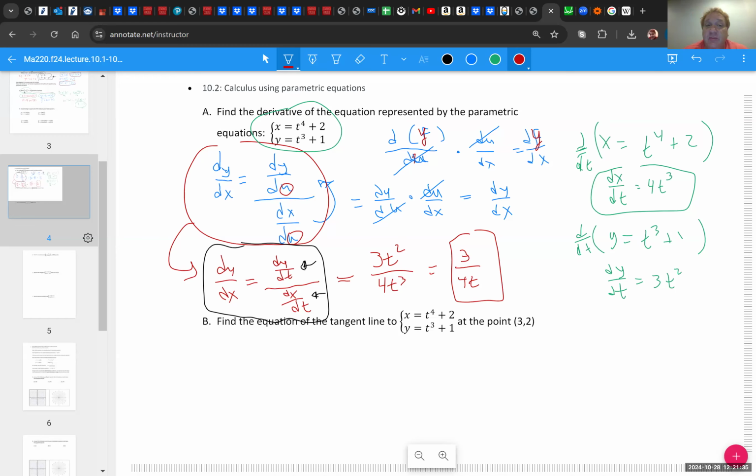And this also works for non-functions, by the way. So you can find the derivative of anything using this technique, right? By differentiating the x and the y separately and then dividing the two.